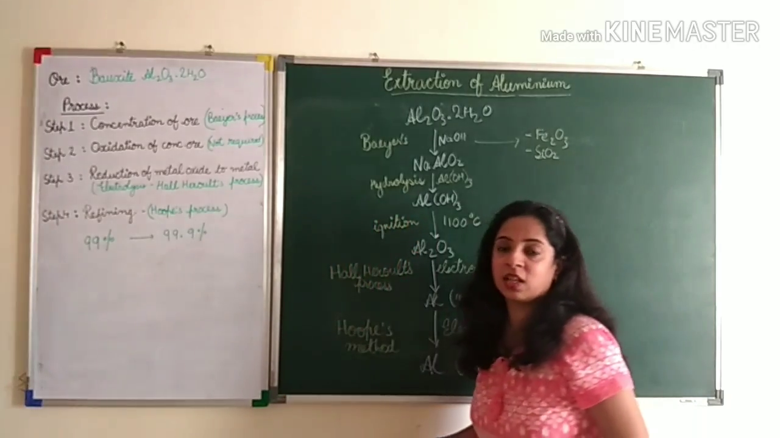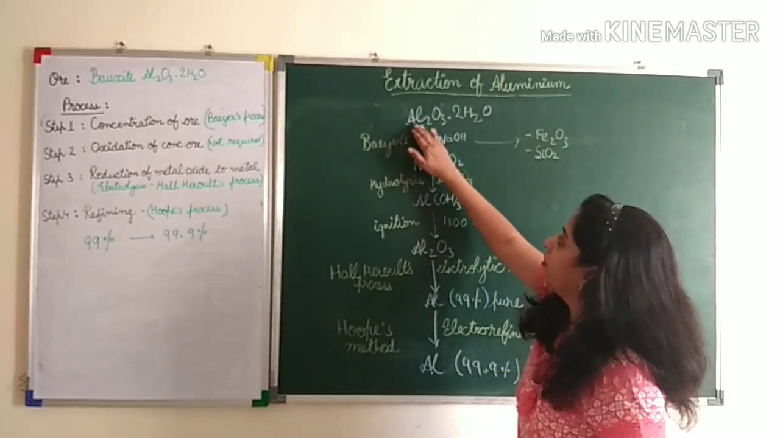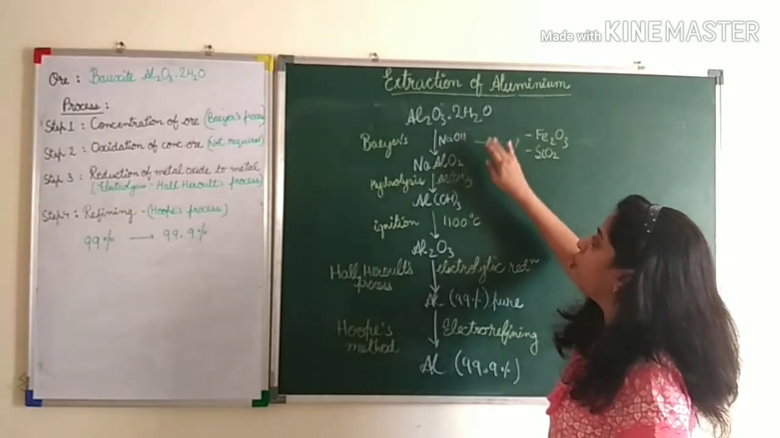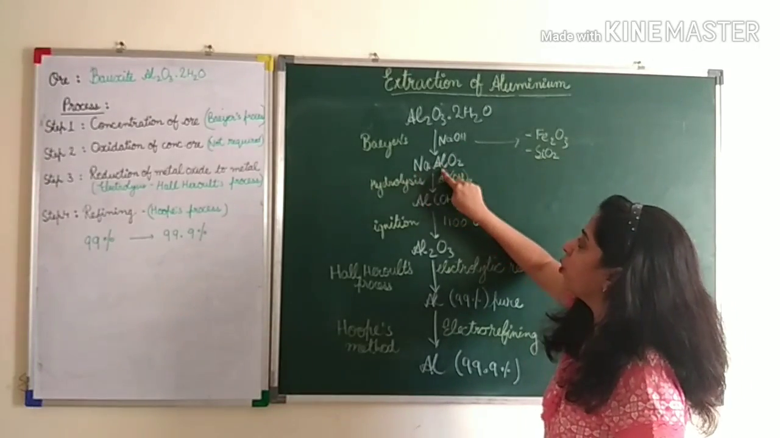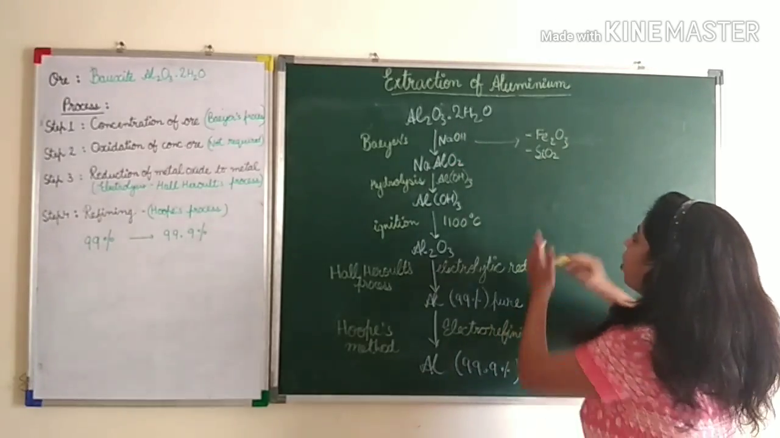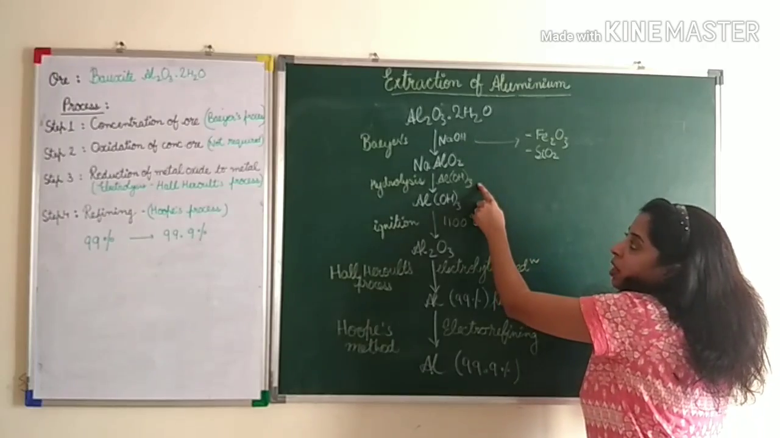So to revise, we will take everything again. Just have a look here. We have taken bauxite ore, Al2O3.2H2O, and then through Bayer's process we added NaOH, if you remember, and made it sodium aluminate. In this process we removed the impurities like Fe2O3 and SiO2. So this was the first step, Bayer's process.